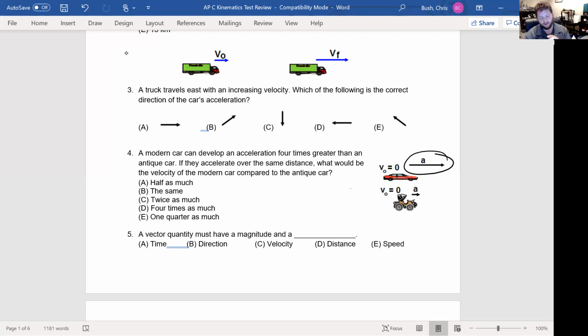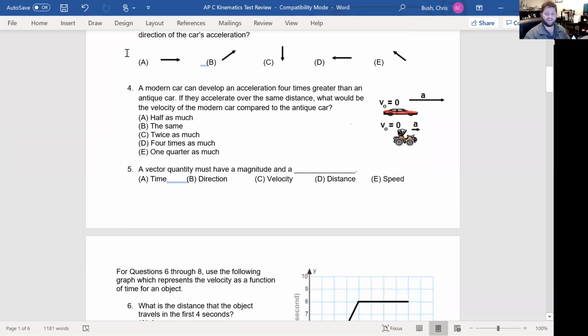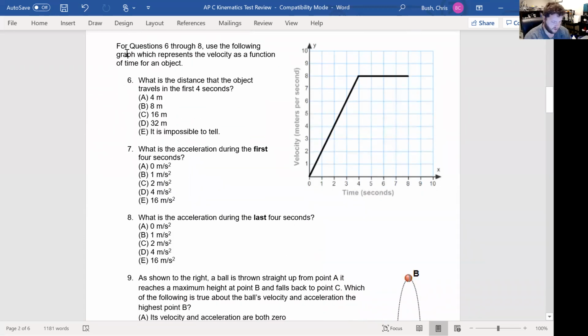It's tedious. All right, number 5, a vector quantity must have a magnitude and a direction. B is going to be your answer here. That's just kind of the definition of a vector. All right, 6 through 8, we're using this graph here. So 8, what is the distance that the object travels in the first 4 seconds?